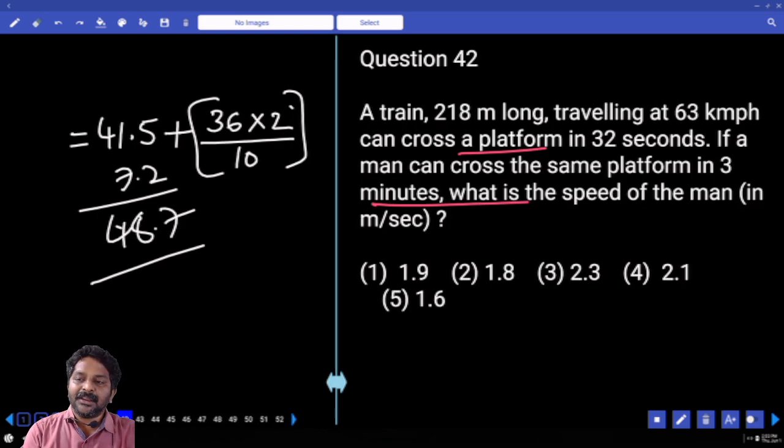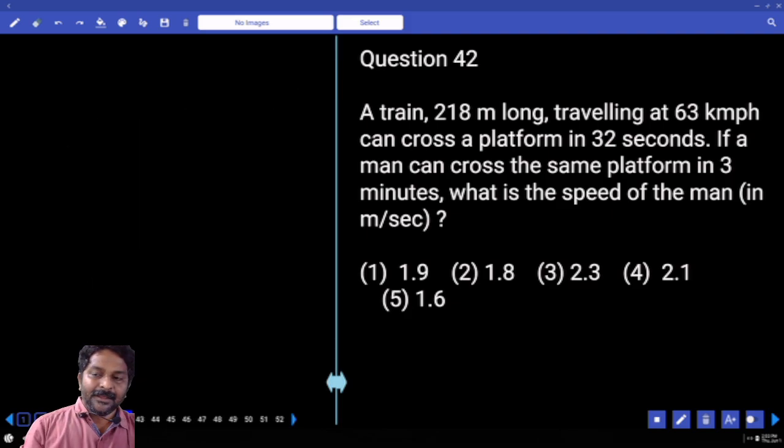Next, a train 218 meters long, traveling at 63 km per hour, can cross a platform in 32 seconds. If a man can cross the same platform in 3 minutes, what is the speed of the man in meters per second? So first, a man is crossing a platform here. So we need to know the platform length. First case, a train crosses a platform. Distance covered in that case is train length plus platform length.